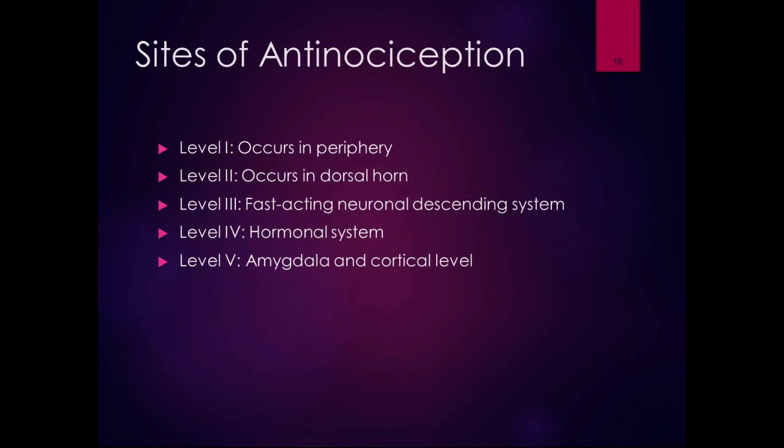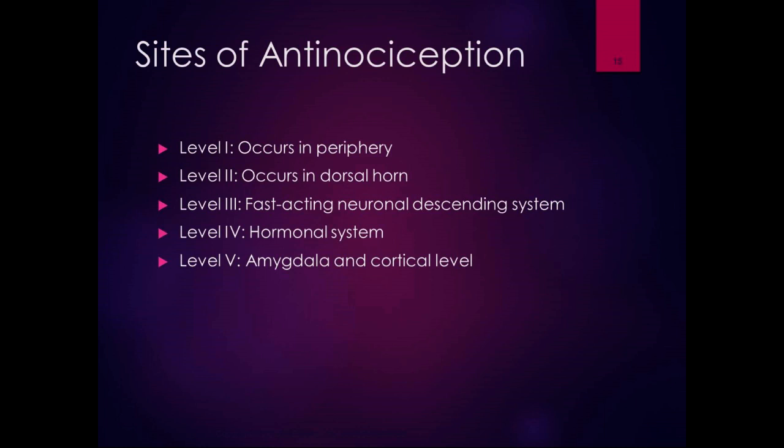Level 3, the fast-acting neuronal descending system, involves the periaqueductal gray area, the medulla, and the locus ceruleus. And it's naturally occurring, or it sometimes can be stimulated with narcotics, or potentially, theorized, low-rate TENS. Level 4 is the hormonal system, which involves the periventricular gray area in the hypothalamus, the pituitary gland, and the adrenal medulla. So it's all of the sites in our nervous system, our endocrine system, that release hormones that can help control pain.